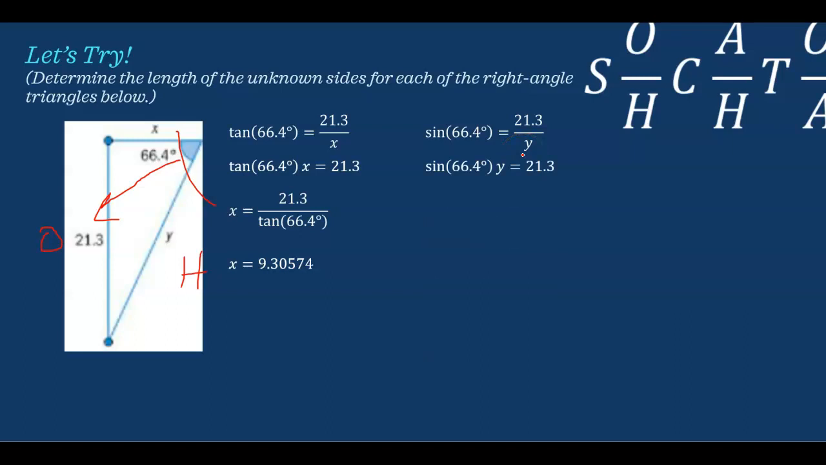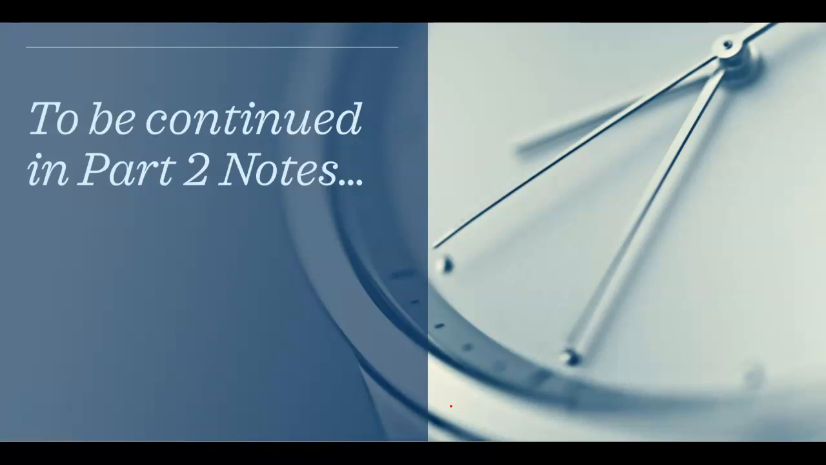Multiply both sides by y. Divide both sides by sine 66.4. Put it into my calculator and you will get y equals 23.2441. Now I solved for both sides, x and y. Logically, it makes sense because y is my longest side. It is larger than x. It is also longer than 21.3. And the legs are relatively close to each other. So we know that we did it correctly.